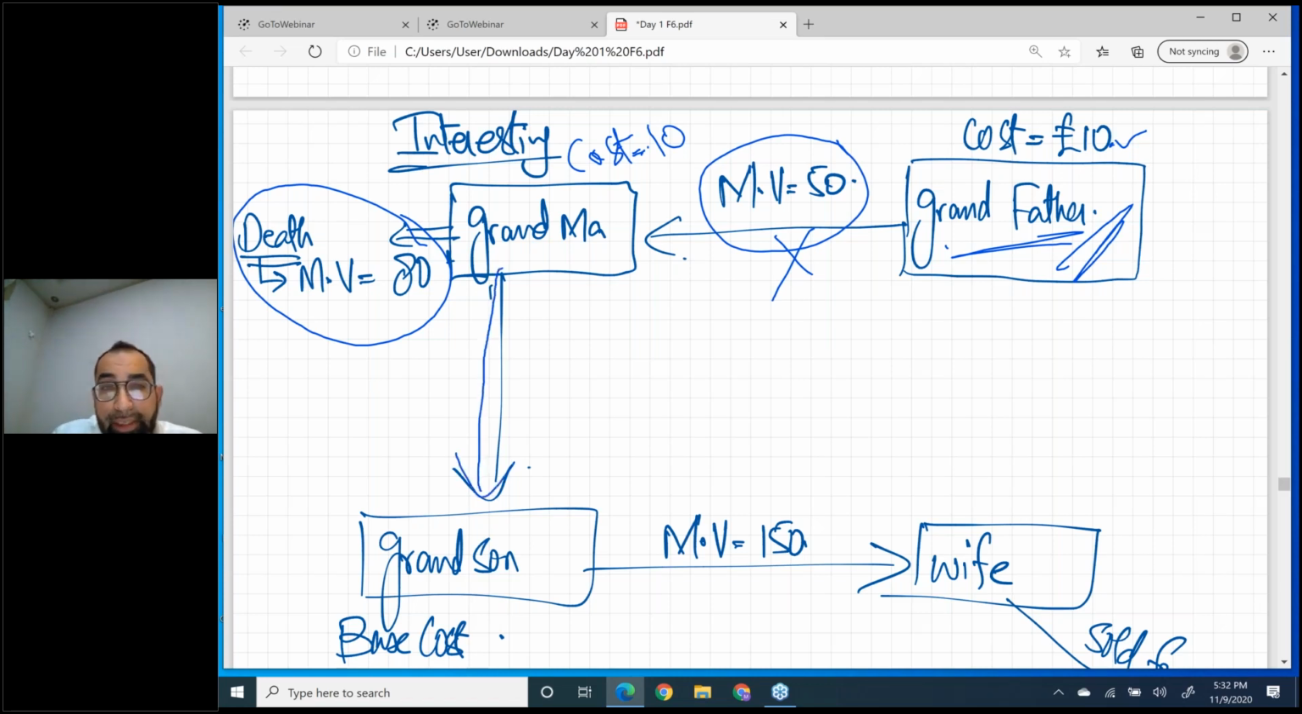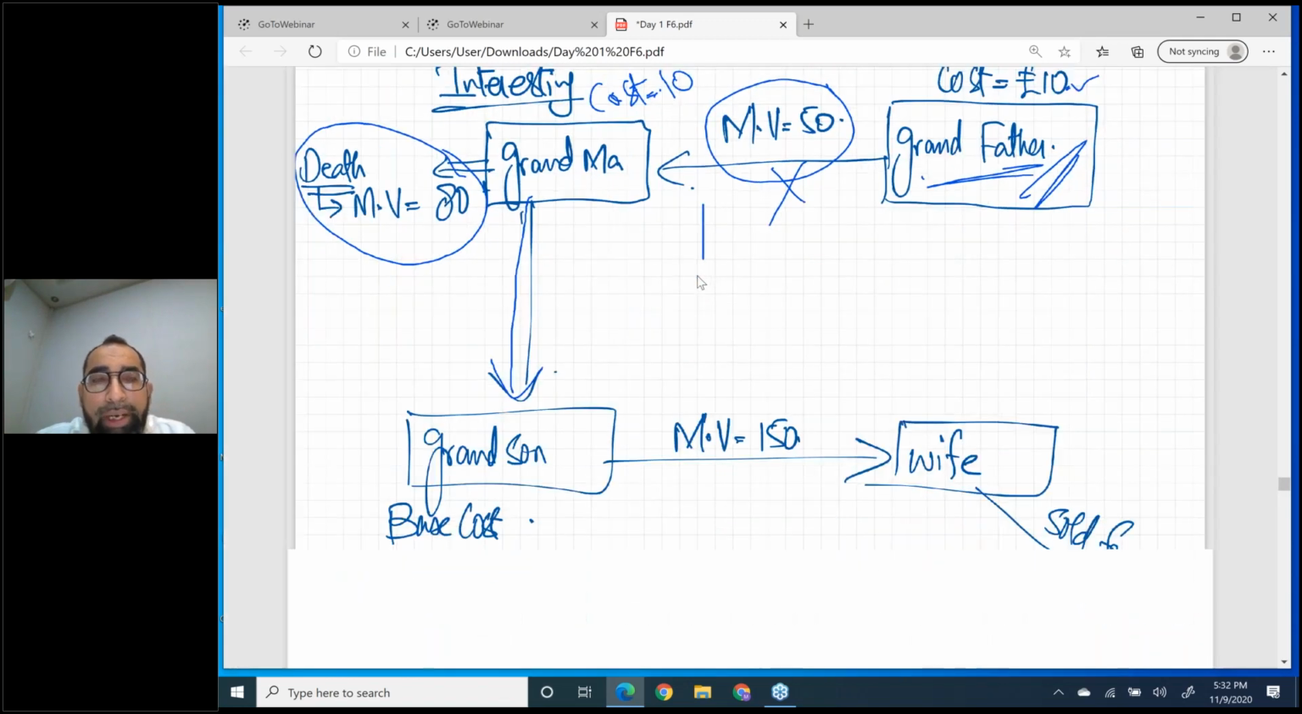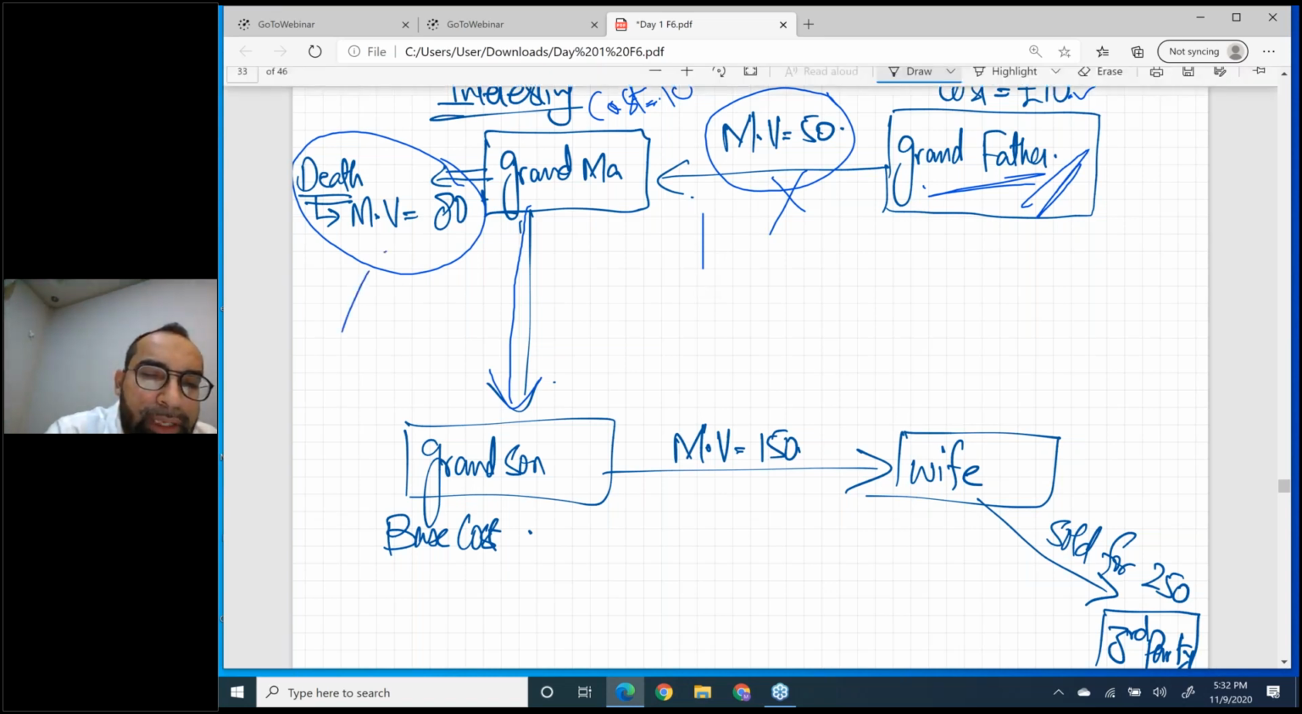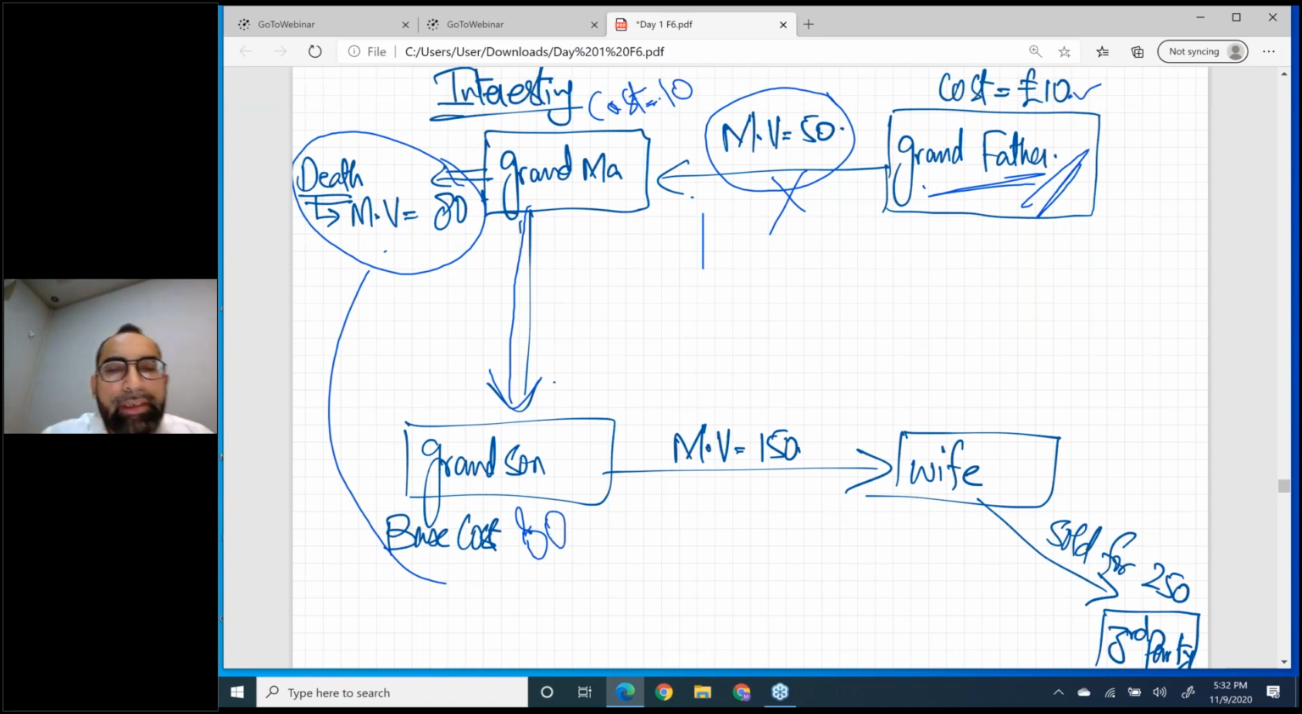So at the time of death, this asset is transferred to the grandson. At the time of death, there is no CGT application. And what happens? Look here: the market value of the asset at the date of death becomes the base cost for the grandson. Okay, now the asset has come to the grandson.